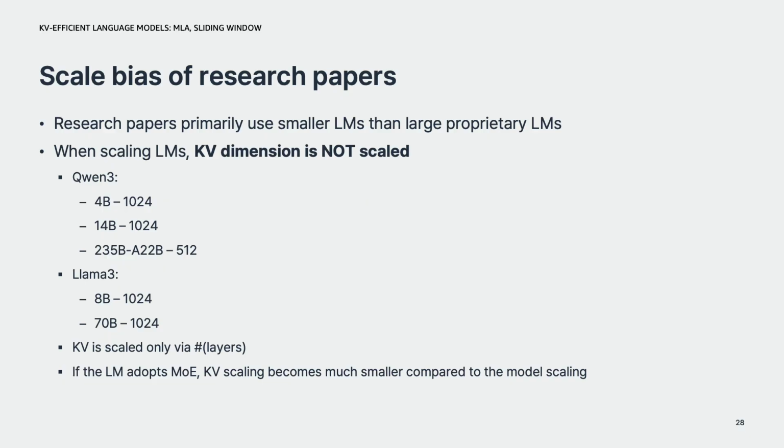And this trend is also consistent within Llama 3, where the KV dimension is 1024 for both the 8 billion and 70 billion models. So KV is not scaled via its dimension, only via the number of layers. And if the language model adopts mixture of experts, which is the vast majority of cases for really large language models, KV scaling becomes much smaller relative to model scaling, because mixture of experts scales the MLP, not the attention.